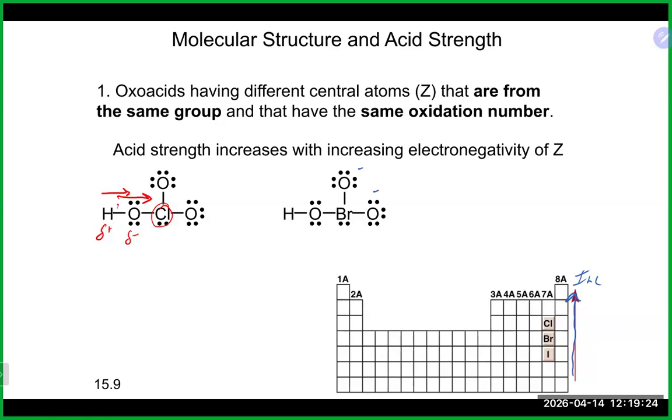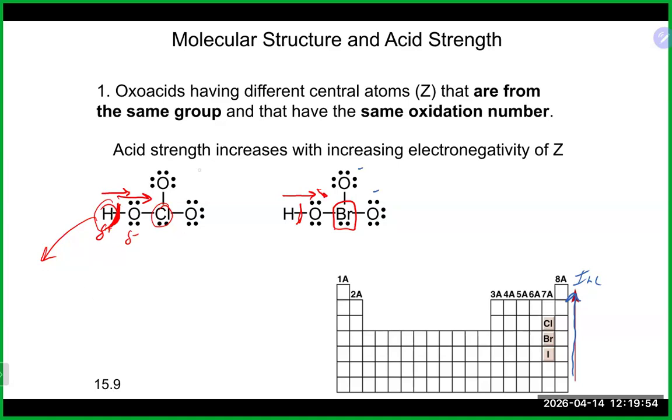The result is it's going to continue to weaken this bond to a point where the hydrogen is going to be able to pop off more easily than in the situation where bromine is less electronegative. Even though the electrons are heading in this direction, they aren't going to feel as strong a pull towards the bromine as towards the chlorine. It is still going to weaken this bond, but not to the same extent.